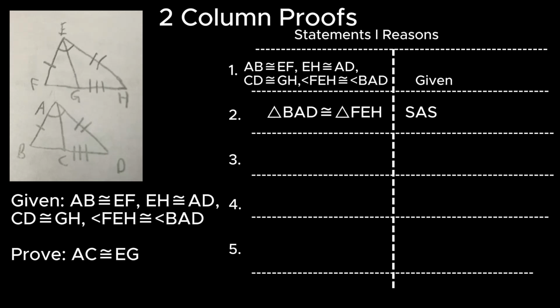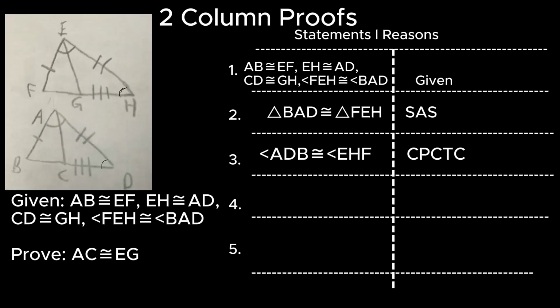Now, why is this important? Why do we have to prove this big triangle congruent? Well, the reason is because now we can state that angle ADB is congruent to angle EHF because corresponding parts of congruent triangles are congruent, or CPCTC if you want to write it the shortcut way. So if two triangles are congruent, then all their corresponding parts, the angles and the sides, are also congruent.